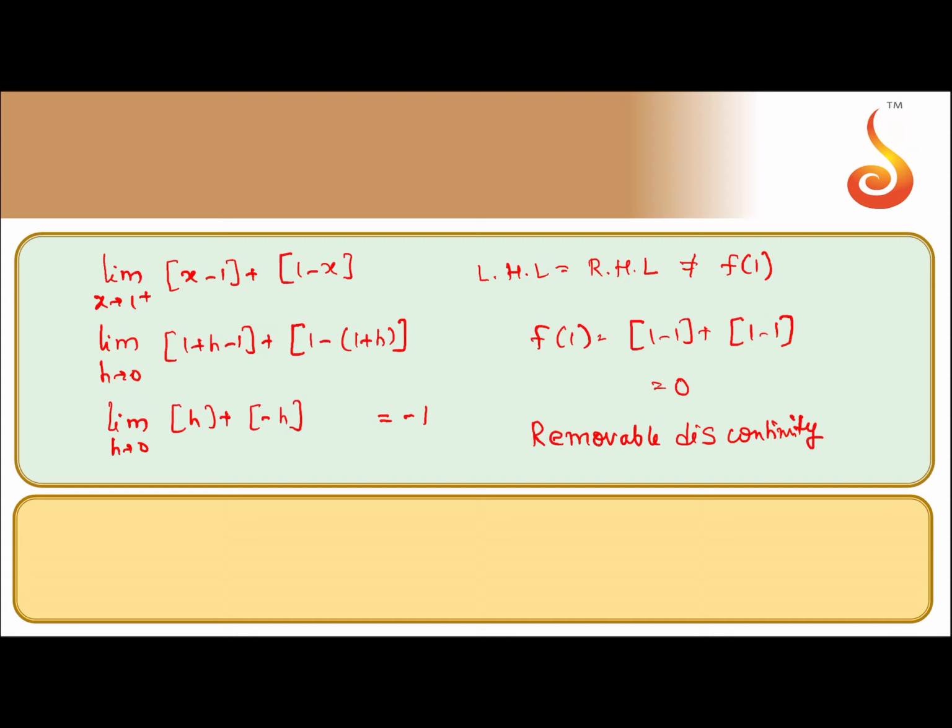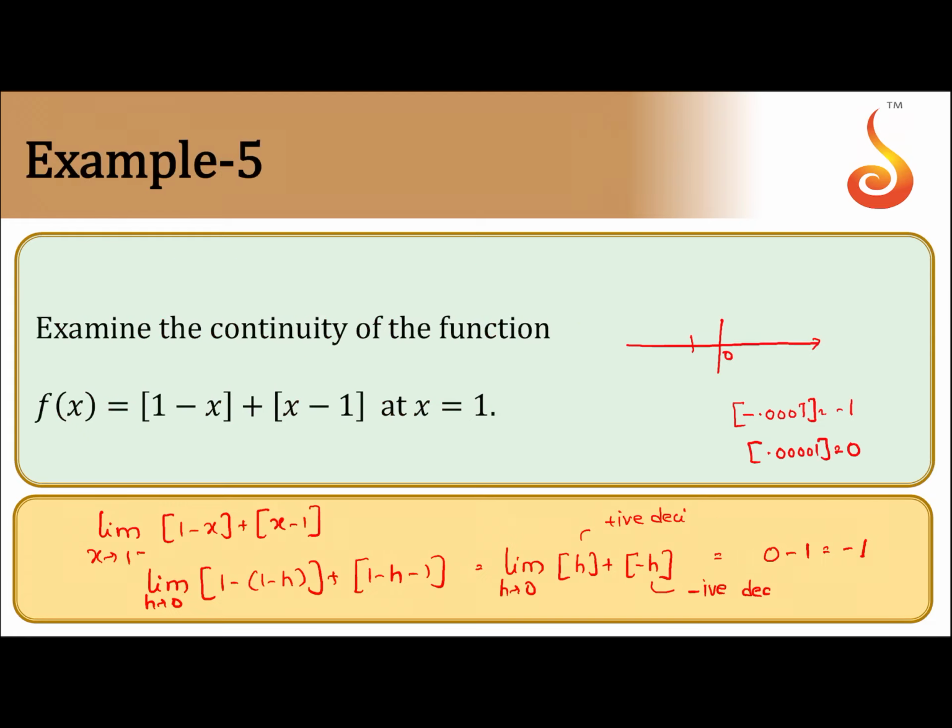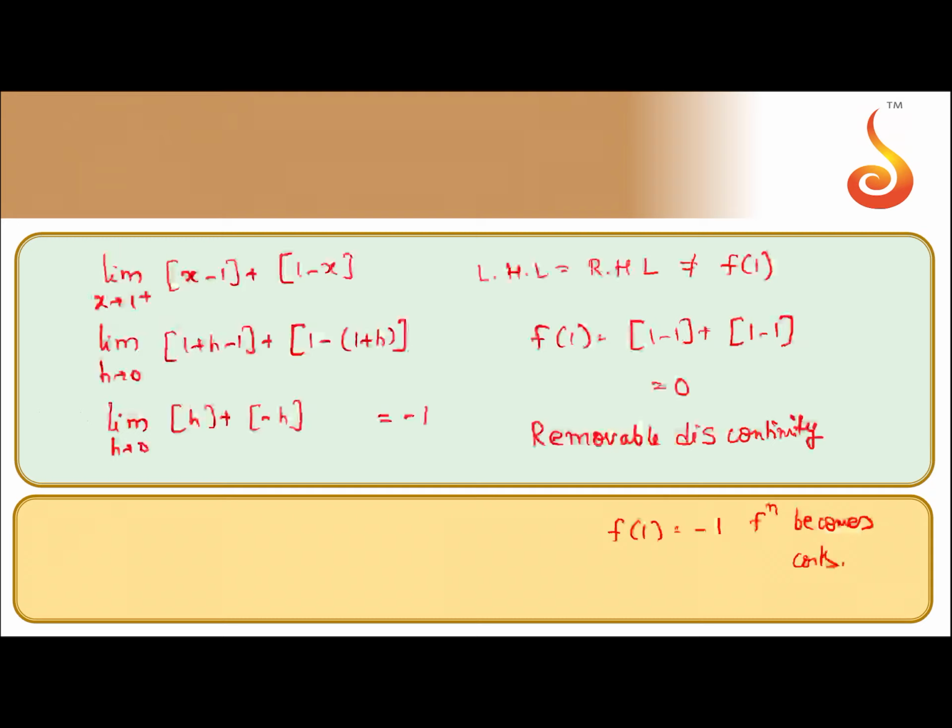Where left hand limit equal right hand limit but not equal to value the function, then we say removable discontinuity. Why so? If we define f of 1 equal to minus 1, the function becomes continuous. So I repeat once again, left hand limit is also we got minus 1. Right hand limit is also we got minus 1, but value the function is equal to 0.